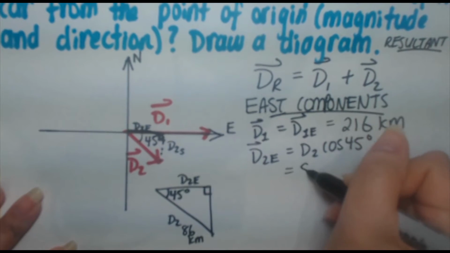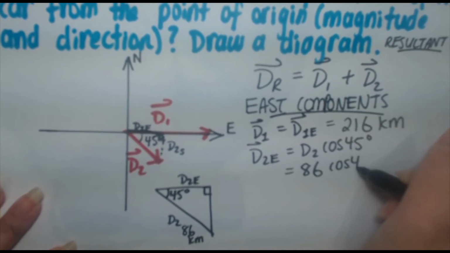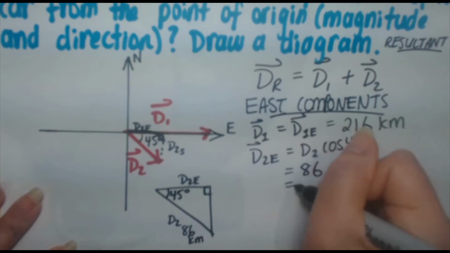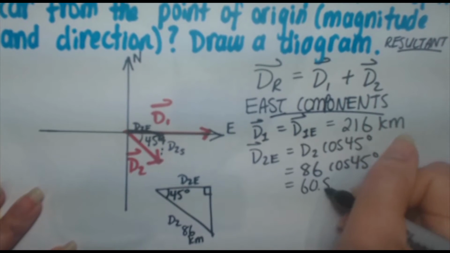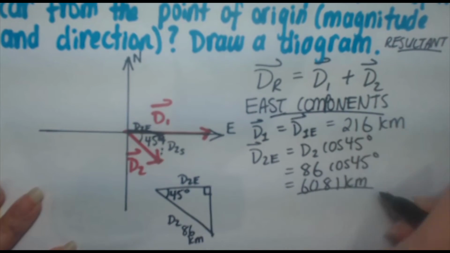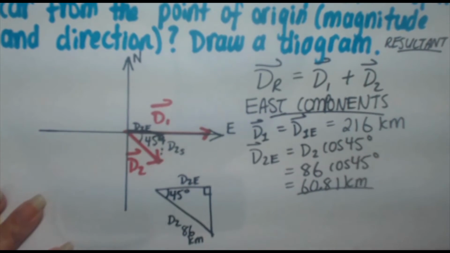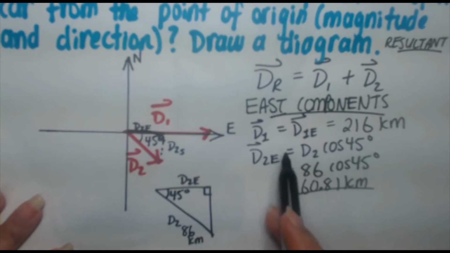Okay, D2 is 86 cosine 45 degrees. And 86 cosine 45 is equal to 60.81 kilometers. Okay, and just check that it makes sense. The hypotenuse should be the longest. The hypotenuse is 86. Your adjacent side is approximately 61. Okay, so we've got our east direction.